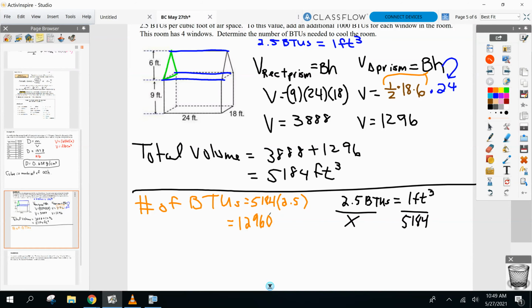The room has the windows. Yeah. How about those windows, right? Everyone thought they did a great job. That's how much just for the room, but how about the windows? Remember in the problem, it said for every window, I add in 1,000 BTUs. So we're not done yet. We still need to add in 4 windows, 1,000 BTUs. We still got to add in another 4,000. It's getting rough here today. 16,960 BTUs. There you go.